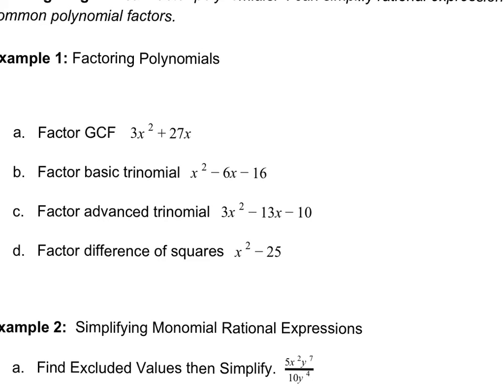Let's start by looking at different ways to factor polynomials. First, we are going to factor using the GCF. There are two terms in this polynomial. That's usually a good indication that we'll use a GCF. First thing you're going to look for is if there is a common number between the two terms in your polynomial. And here we have a 3 and a 27, so they both have a 3 in common.